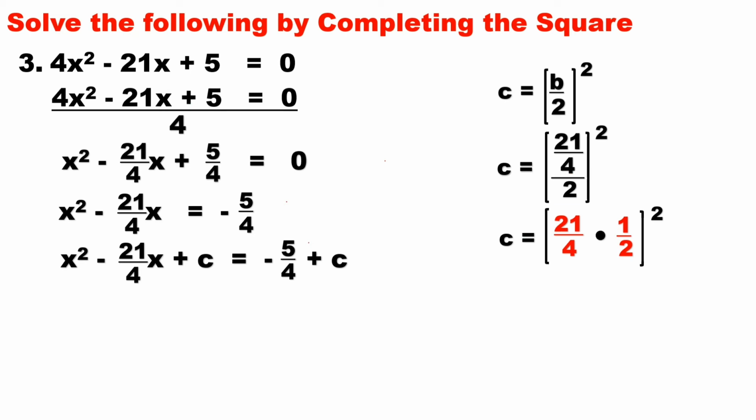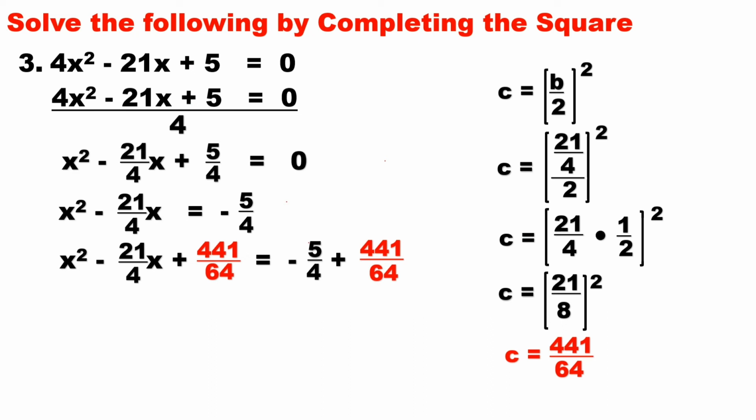To multiply fractions, multiply numerator to numerator and denominator to denominator. 21 times 1 is 21. 4 times 2 is 8. Then, square the result. 21 squared is 441. 8 squared is 64. To continue, add 441 over 64 to both sides of the equation.